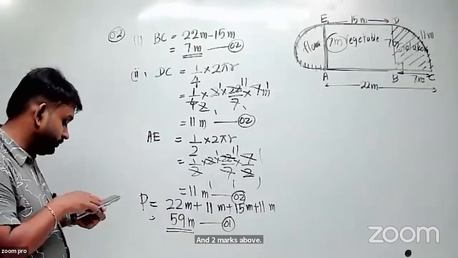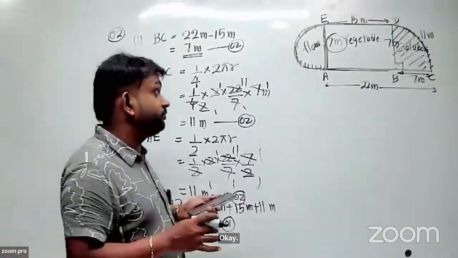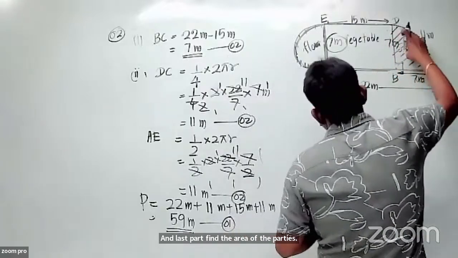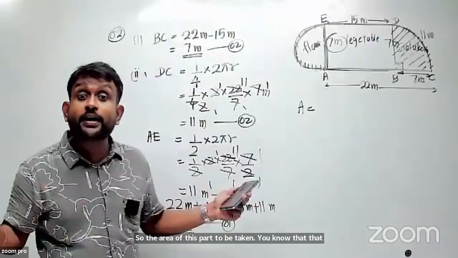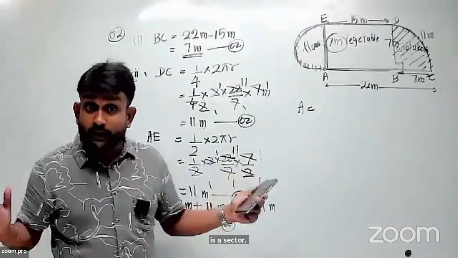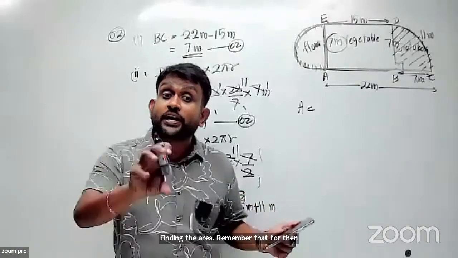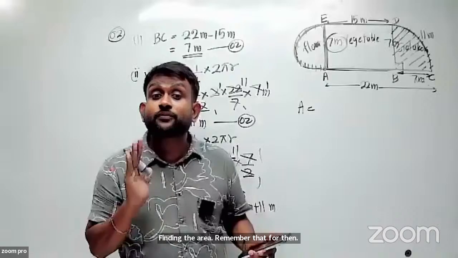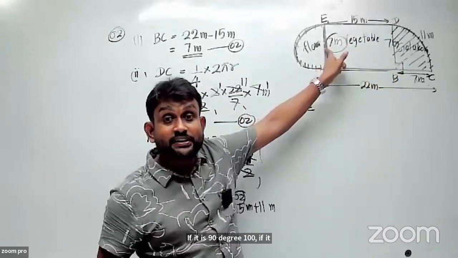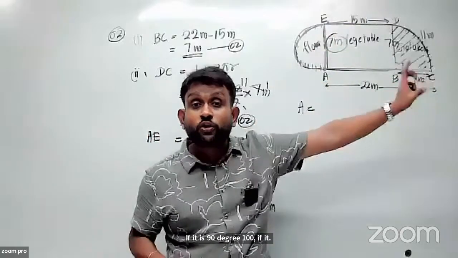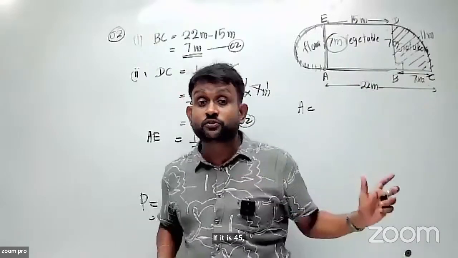And the last part: find the area of the part which is colored. So the area of this part is to be taken, you know that it is a sector. Area is πr squared, and arc length is 2πr. Remember that. Then in front of that, the portion of the circle as a fraction. If it is 90 degrees, 1/4. If it is a semicircle, 1/2. If it is a 45-degree sector, 1/8. Only these three sector types are there in the first paper.